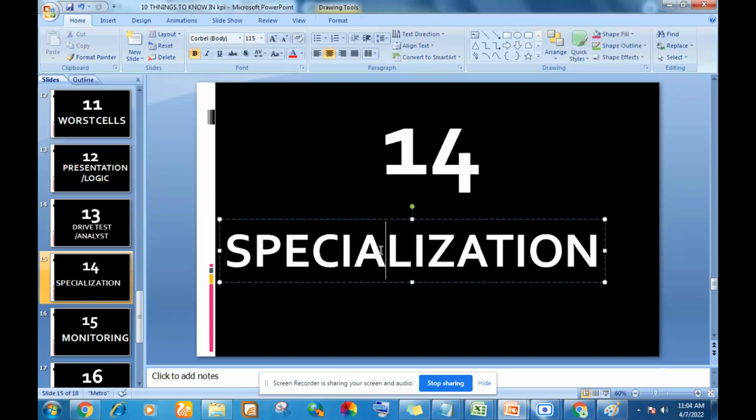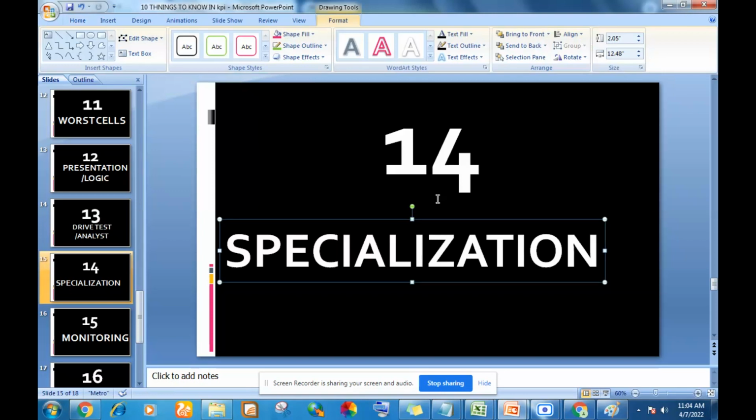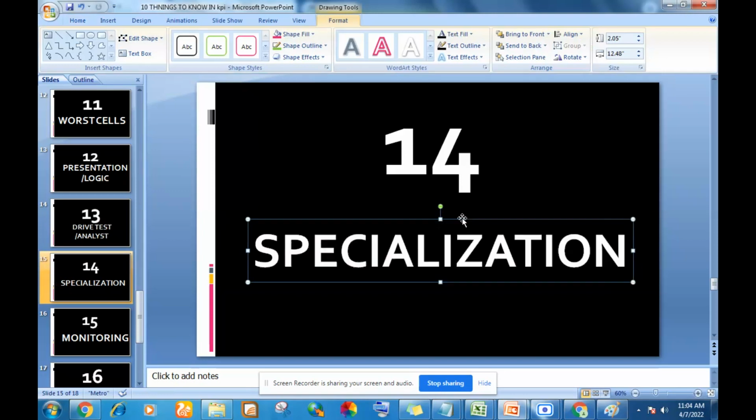In optimization, there's always specialization, guys. Most times in projects, 2G KPI optimization is different from 3G KPI optimization, which is different from 4G KPI optimization. I know most recruitment agencies would want you to know all of them. And that is why when I do my training on KPI optimization, I try to train people in all these skills: 2G, 3G, 4G, or 5G.